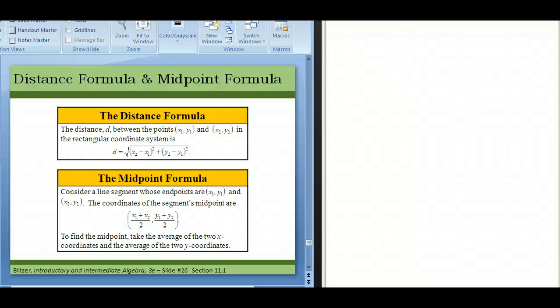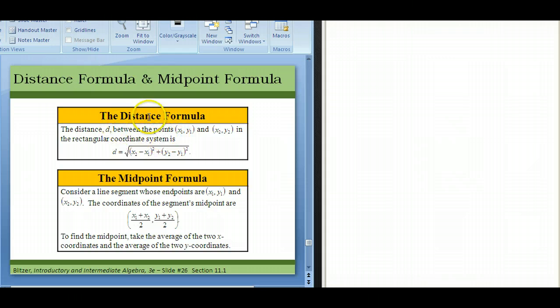Hi Math 95. In this video we're going to finish section 11.1 by talking about the distance formula and the midpoint formula. So when we're working in the xy axes, working with coordinates like x and y, we can use a couple of formulas to find the distance between any two points in the xy axes, right?